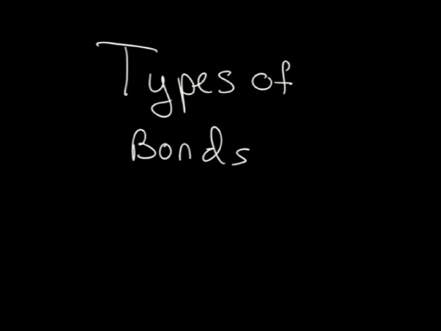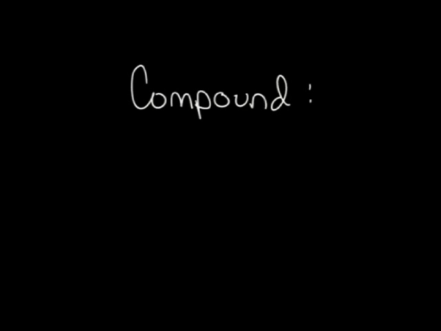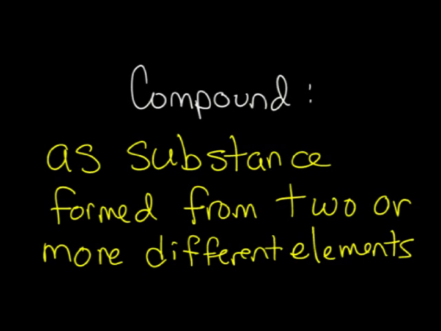This podcast episode looks at the different types of bonds. In order to make compounds, we need to have bonds made between different elements. We define compound as a substance formed from two or more different elements.